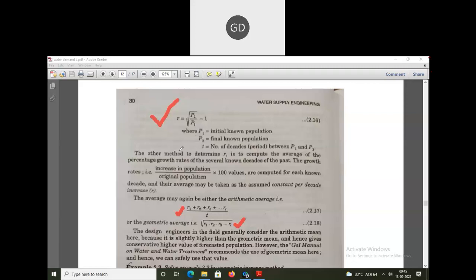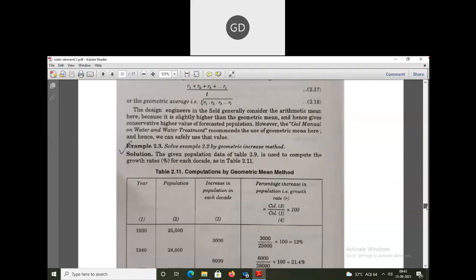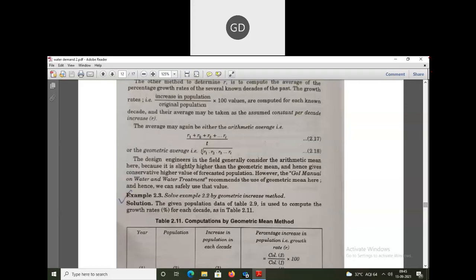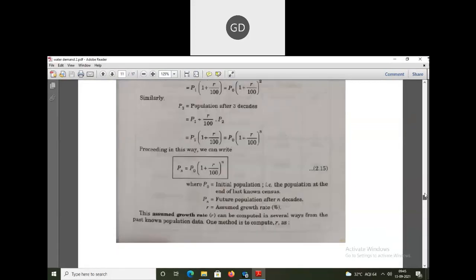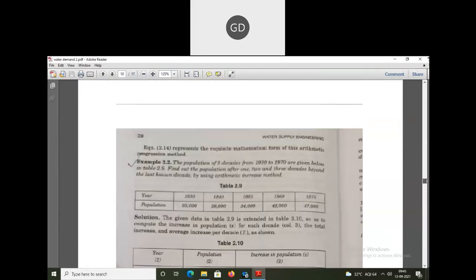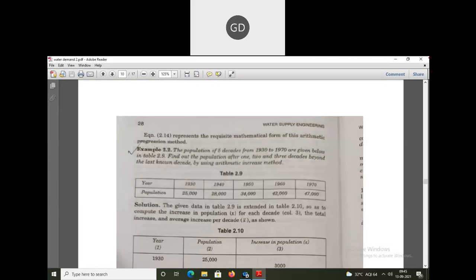Now let us continue to do one numerical. It is the same numerical that you did for the arithmetic increase method, and it is also done for the geometric increase method and for the next one, the incremental increase method. So it is three questions, the same question, but different formulas we are using. This is the question.